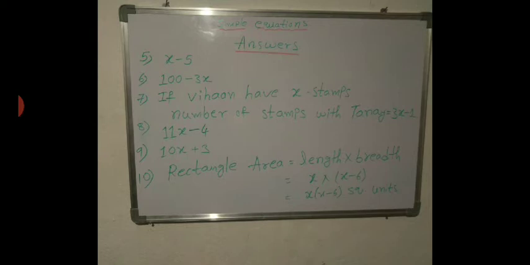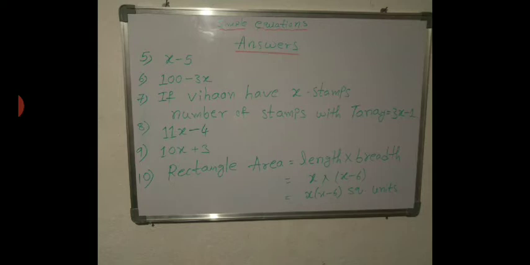x pens are packed in each of 10 boxes. So total 10 boxes. In each box we have 10 pens. So 10x plus 3 pens are left over. 10x plus 3 is the total number of pens.